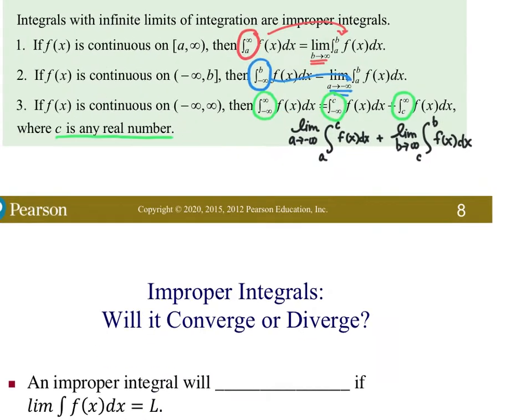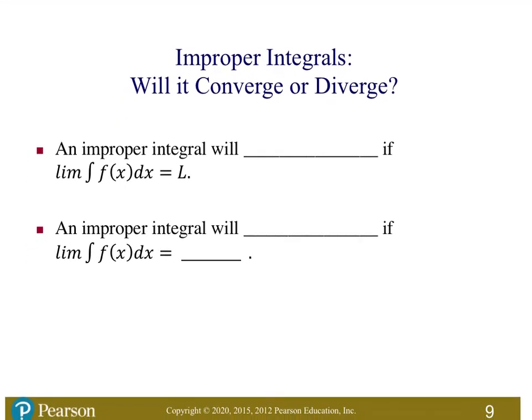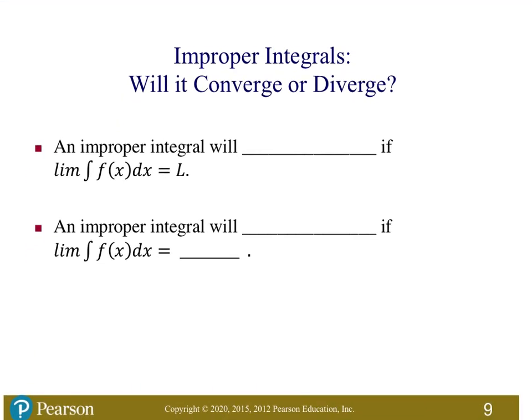So let's put this into actual practice. How will we know? We're going to use these words of converge and diverge. So an improper integral will converge if the evaluation of the limit gives me a constant value. 0 is okay in this case. It doesn't have to be something other than 0. 0 is considered a constant, so then we say it converges.